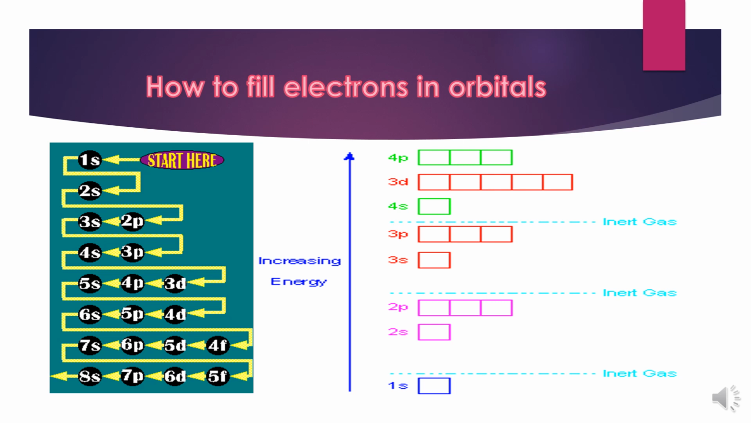Now let us see how to fill electrons in orbitals. As you can see here in the animation, the first electron of hydrogen enters 1s, the lowest energy level. Then the second electron, of helium, also enters 1s, then 2s, then 2p. In 2p, electrons first enter singly and then they start pairing. So up to neon, you can say that the 2p orbital is filled. The next electron starts filling 3s and 2 electrons enter 3s.